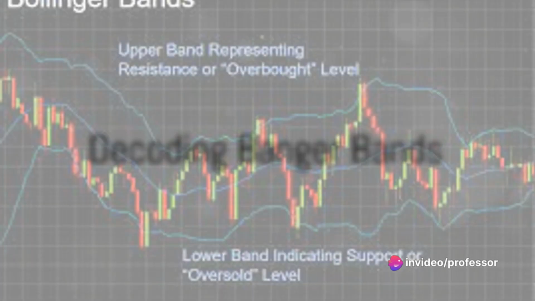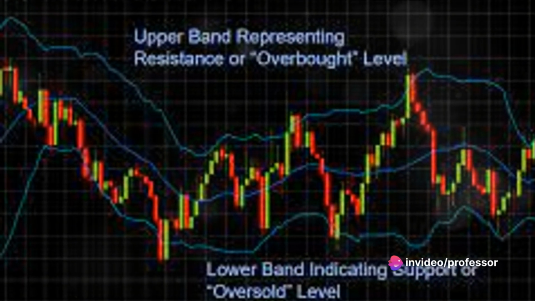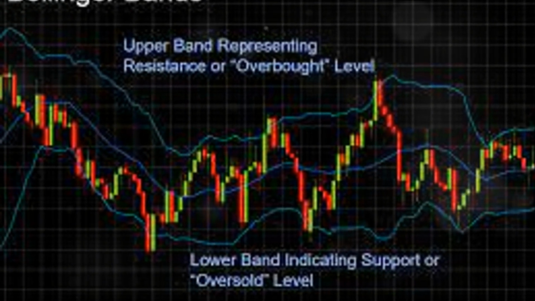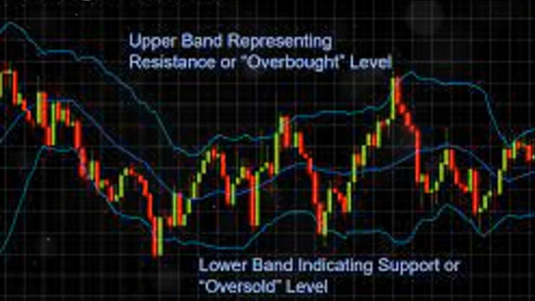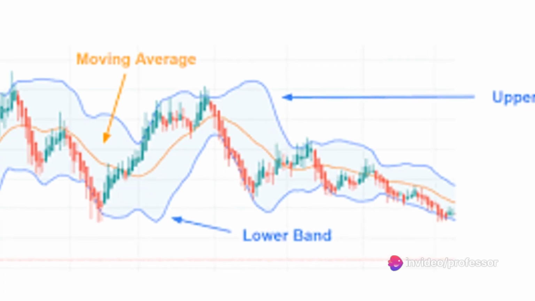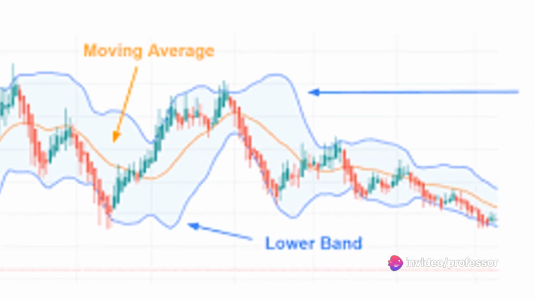Next, we turn our focus to Bollinger Bands. Now, imagine a trio of lines snaking their way across your stock chart. These are not just any lines, these are the Bollinger Bands. But what exactly are they? Well, Bollinger Bands are a volatility indicator that consists of not one, not two, but three bands. You see, the middle band is like the heartbeat of the market, pulsing along with the simple moving average.